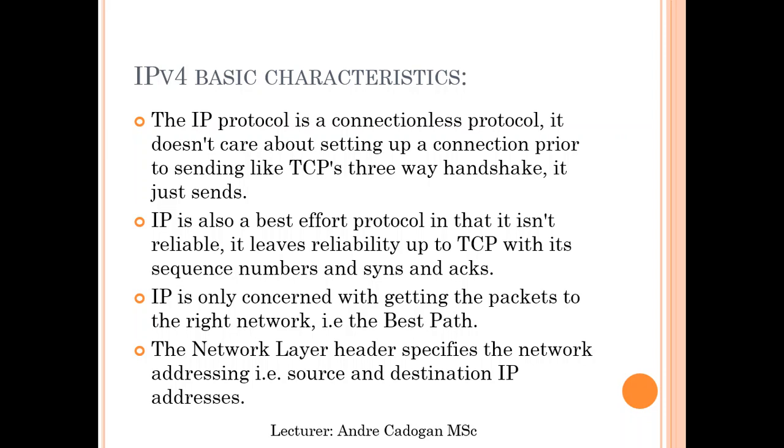You understand the Transmission Control Protocol at that layer uses sequence numbers and NACKs and ACKs to give the protocol some degree of reliability, but in its essence, the IP protocol is not reliable. Period. IP is only concerned with getting the packets to the right network, and that's it.